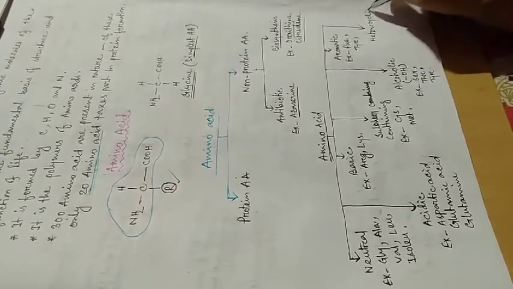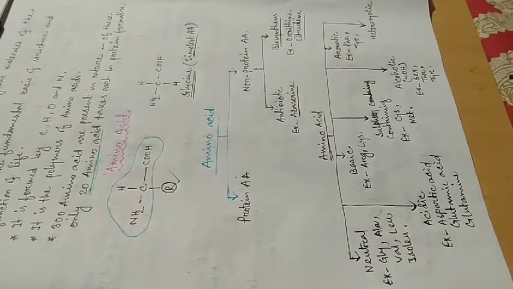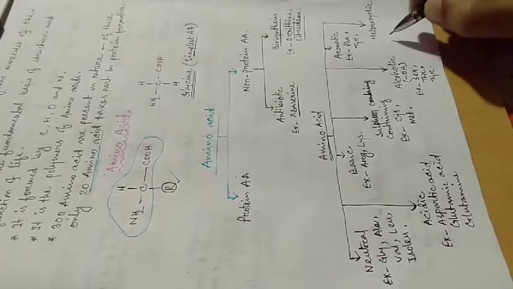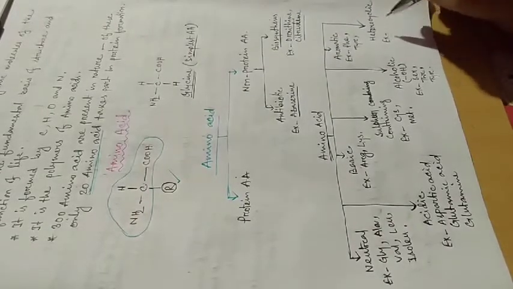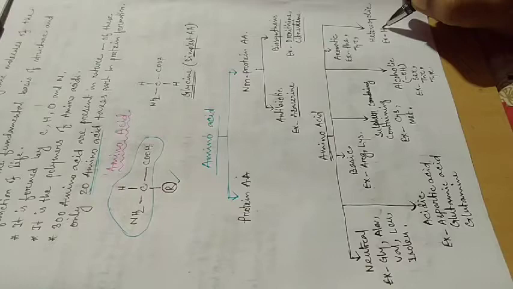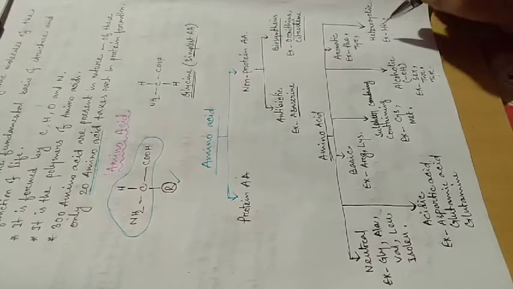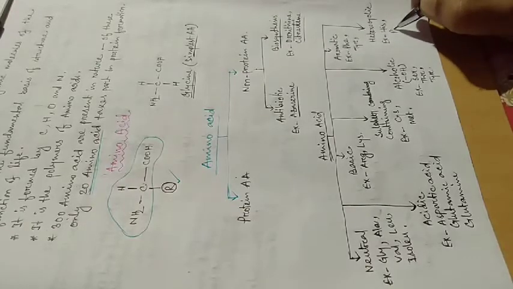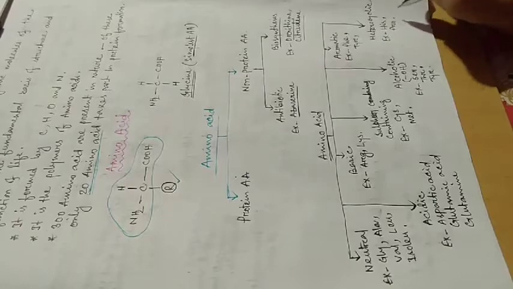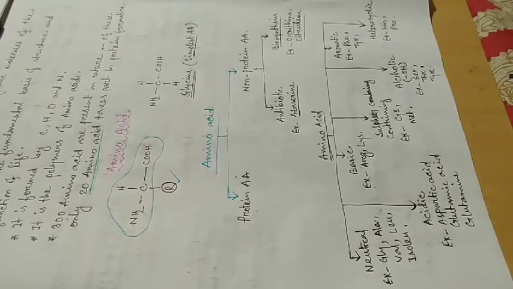Heterocyclic amino acids are those amino acids which have nitrogen in the ring structure. As examples, histidine and proline. Okay, these are the heterocyclic amino acids.